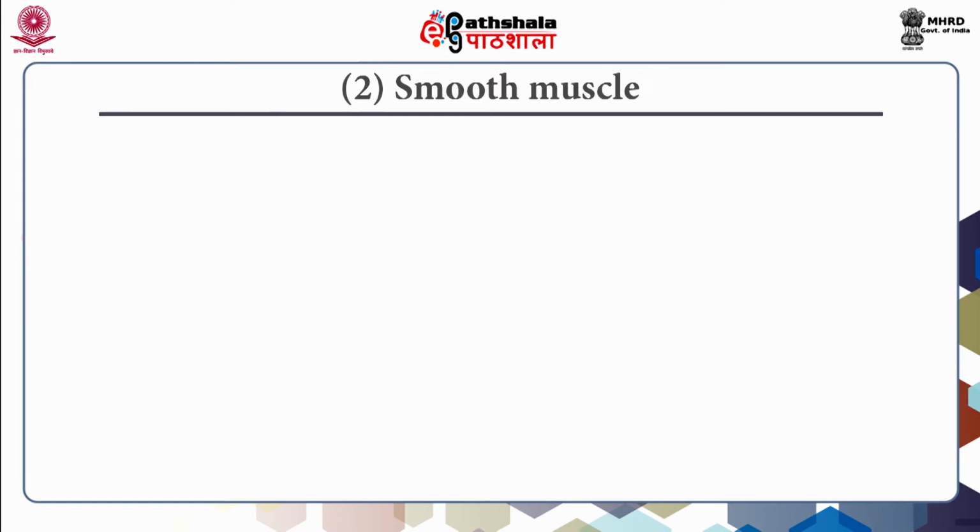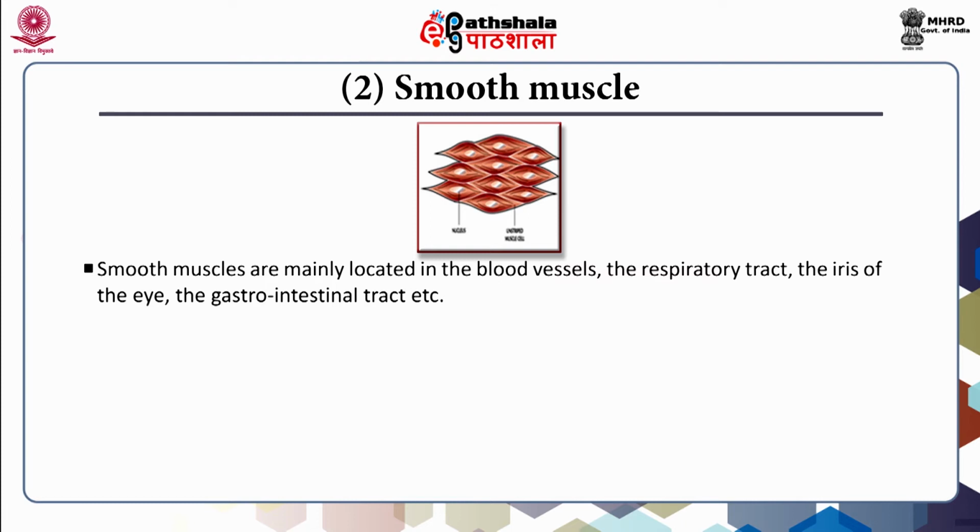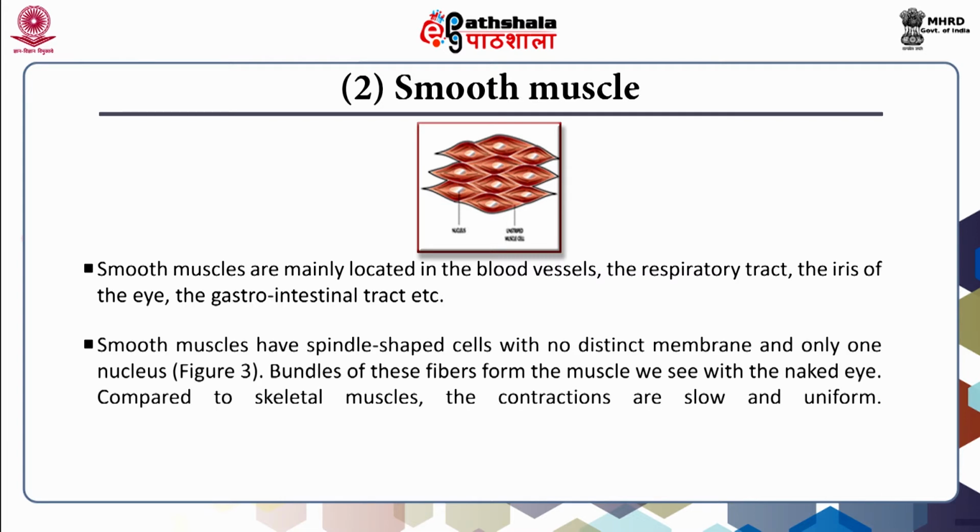Let us see what are smooth muscles. Smooth muscles are mainly located in the blood vessels, the respiratory tract, the iris of the eye and the gastrointestinal tract. Smooth muscles have spindle-shaped cells with no distinct membrane and only one nucleus. Bundles of these fibers form the muscle we see with the naked eye. Compared to skeletal muscles, the contractions are slow and uniform.